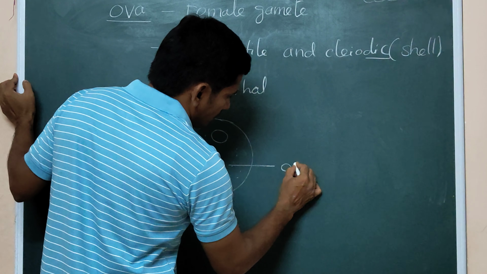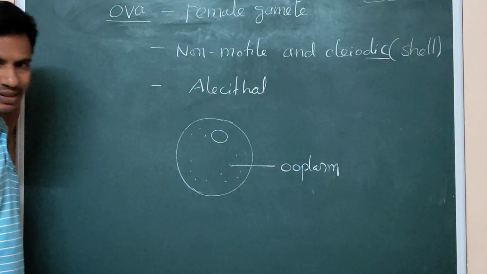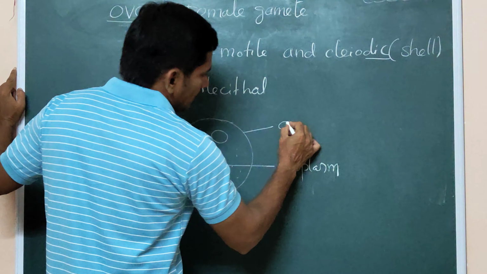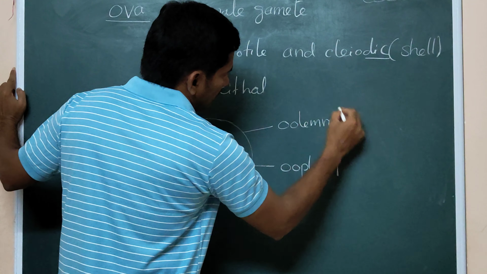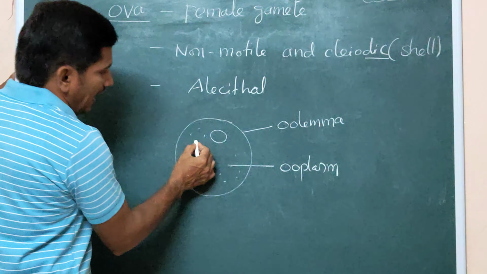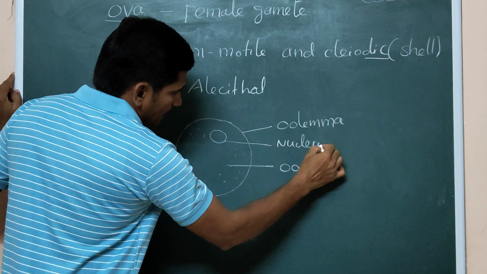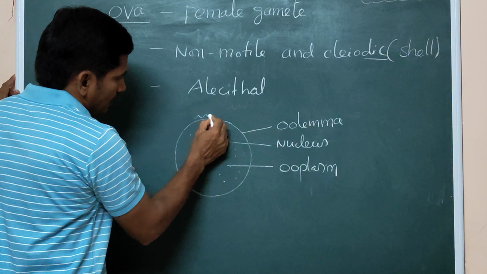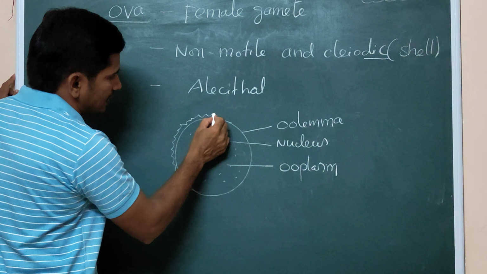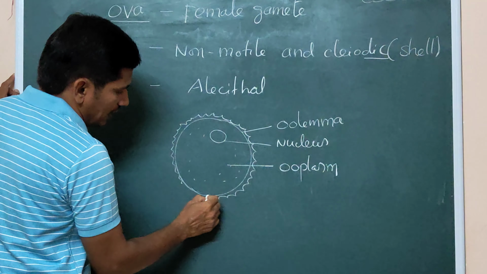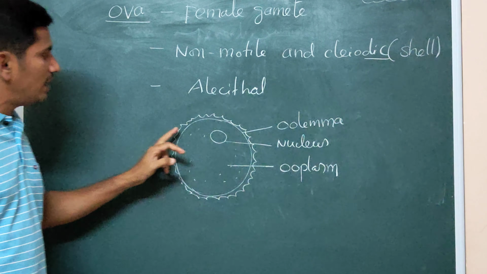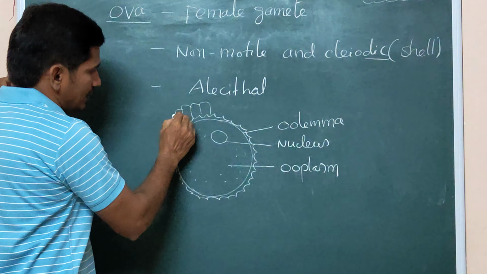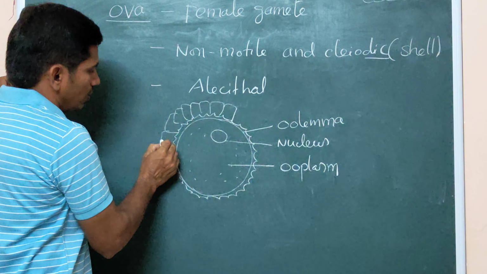What is the cytoplasm called? Ooplasm. And moreover, this plasma membrane we call the oolemma. Ooplasm and oolemma. This is the nucleus, right? And around the ova, it has a layer we call the zona pellucida, which is a non-cellular layer, and above it a multicellular layer is there, which is called the corona radiata.